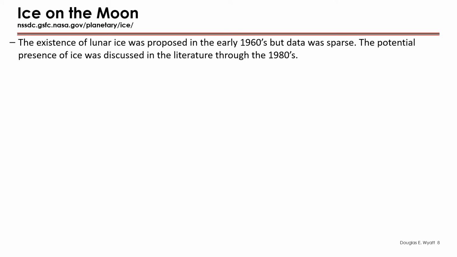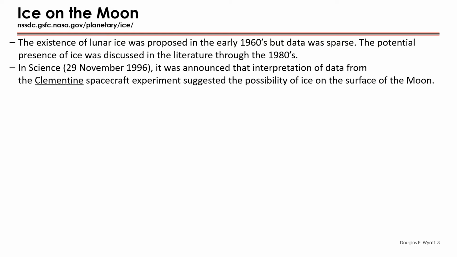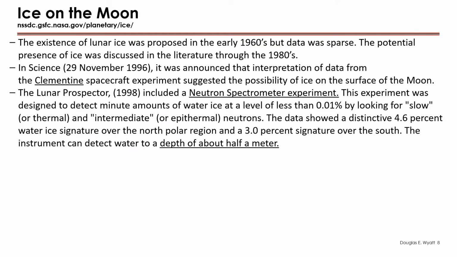People had speculated about ice on the moon since the 1960s. And this continued through the 1980s, but data was sparse earlier and generally sparse later. However, in 1996, the Clementine spacecraft detected the possible signature of ice on the surface of the moon. This really got people excited.